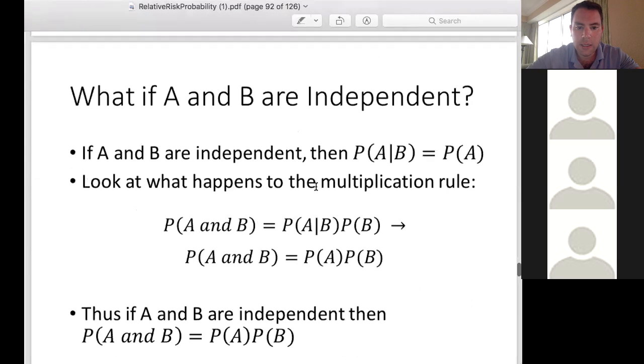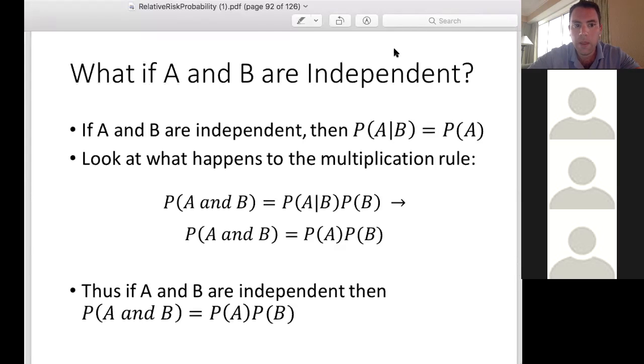Let's go over this slide again. This is what happens when we're dealing with independent events. If we're dealing with independent events, then the conditional probability of A given B simply simplifies to the probability of A. So if you plug that into the multiplication rule, with independent events it simplifies to the probability of A and B is equal to the probability of A multiplied by the probability of B. So if we're dealing with independent probabilities and you need to find the joint probability of those two events, you can simply multiply the two probabilities together and find your answer.